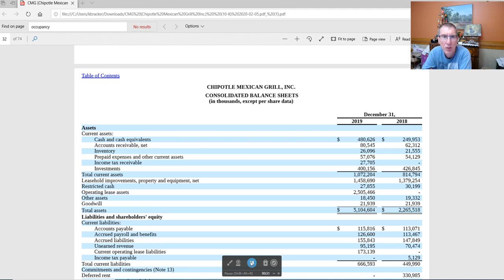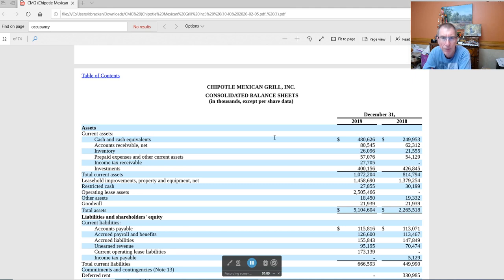So let's start with the Chipotle balance sheet. Again, remember this comes straight from the 10K. So the 10K is the annual report. Every company files these with the SEC, and you can get these from the company's investor relations pages, or a number of other sources have them as well. I usually go to the investor relations page from the company just because there's a lot of other worthwhile features there to look at.